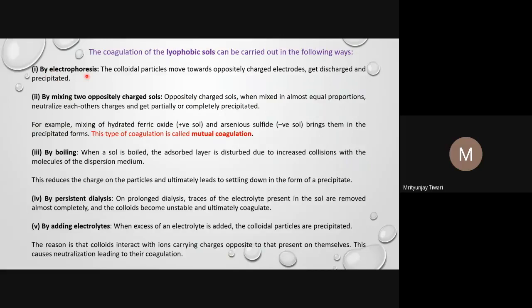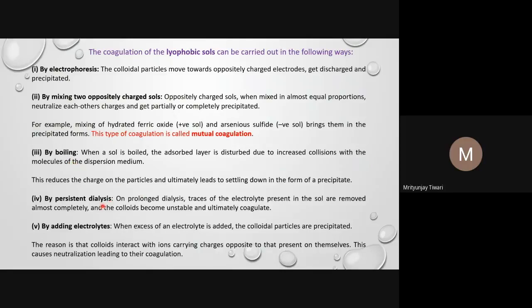So examples of these methods for the coagulation of the lyophilic sols are, by electrophoresis one can do it, and by mixing two oppositely charged sols as well. The precipitation of colloids occurs, and this process is called mutual coagulation. If you mix two oppositely charged sols, the coagulation of each sol occurs, and this process is called mutual coagulation. Then by boiling also one can coagulate or precipitate the colloidal solution.